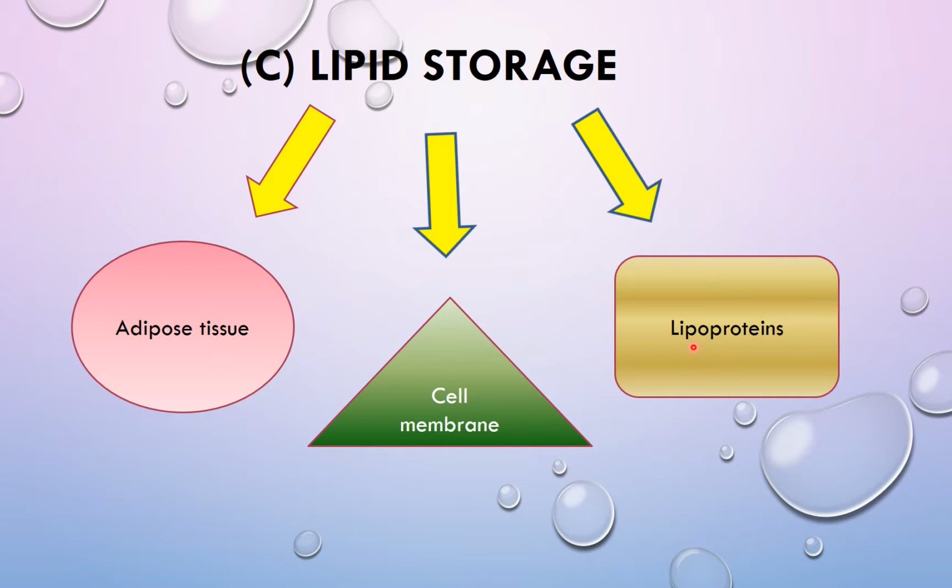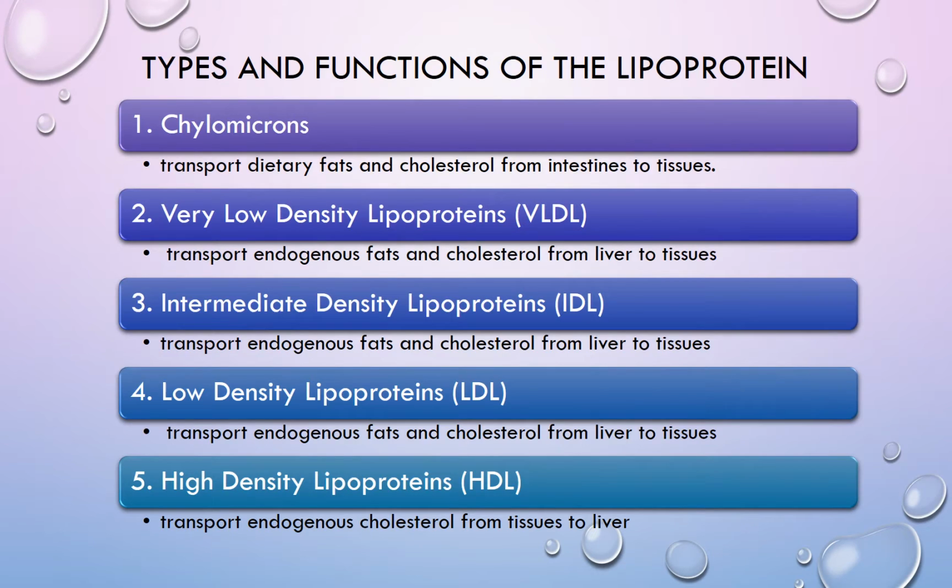Lipoproteins serve as a temporary storage for lipids. They help to carry the lipids in the blood vessel to the different sites of the body. There are 5 different types of lipoproteins in our body.